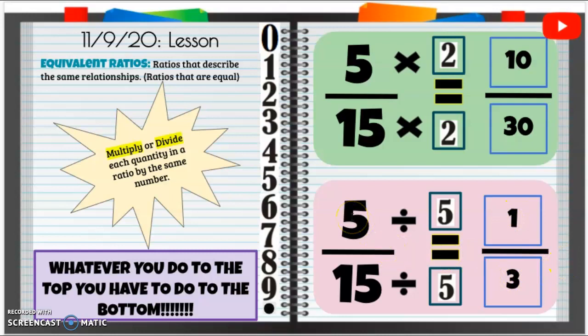So again, if you put in your calculator 5 divided by 15, whatever that equals will be the same as when you put in 1 divided by 3. And it'll be the same as when you put in 10 divided by 30. That's it. That's how we can get equivalent ratios, by multiplying or dividing. Not adding or subtracting, only by multiplying or dividing the numerator, the top, and the denominator, the bottom, by the same number to get another number.